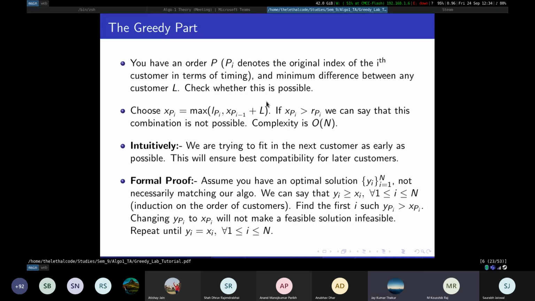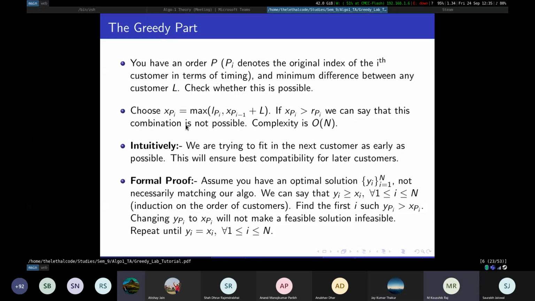Sir, what is LPI here? Yeah, LPI is the starting point of the time frame, right? L and R are the starting point and ending point of the time frame. Like L is the starting point and R is the ending point. PA is the order of the ith customer in terms of timing. As I told you, this permutation denotes the order of the timing the customers come in. So LPA is the starting point of the time frame of the ith customer which comes.